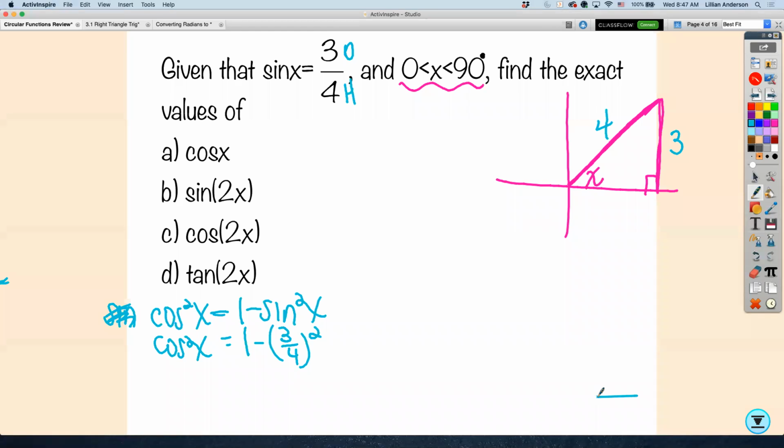What way did you guys use? Did you use Pythagorean theorem or the identity? I used identity.